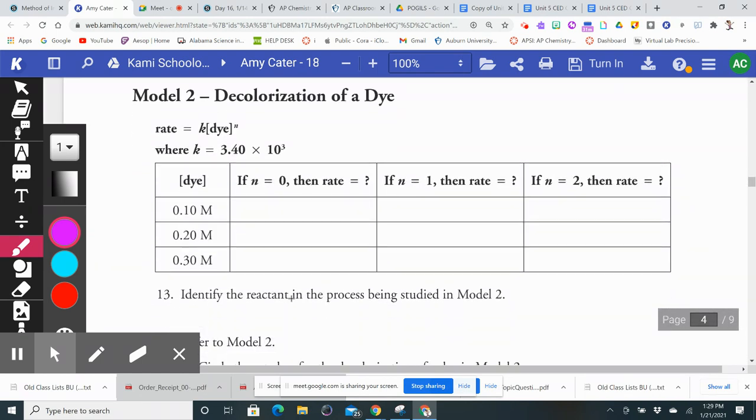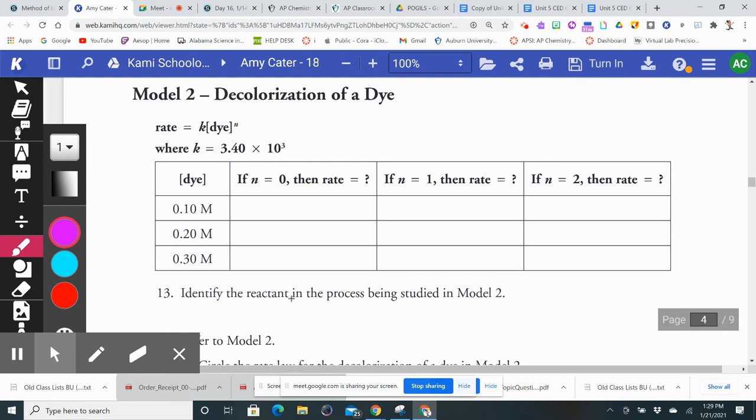All right. Okay, so model 2. So that's building up to rate laws. We talked about a zero order, we talked about a first order, we talked about a second order. Q equals 0, Q equals 1, Q equals 2. All right, so here's our equation. R equals K times the concentration of dye raised to the n power. K is 3.4 times 10 to the third power. So n equals 0. Tell me what the rate is.